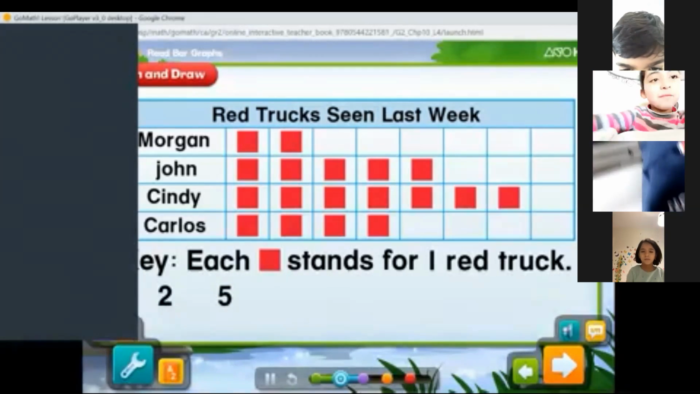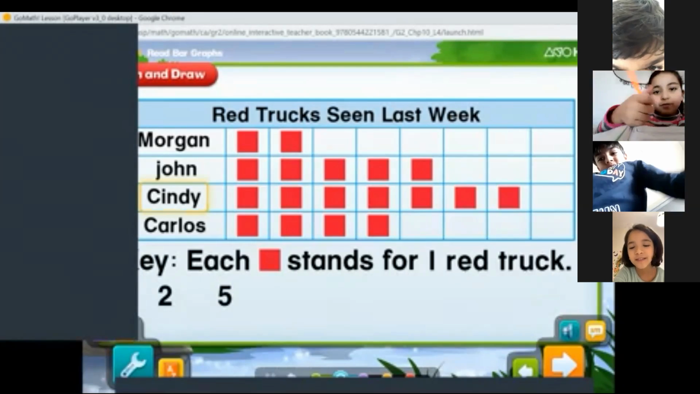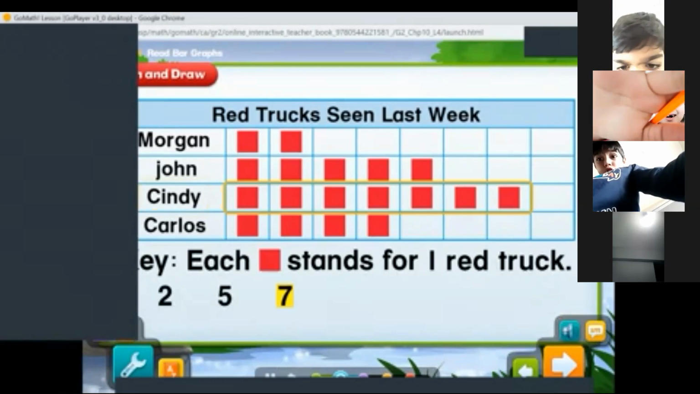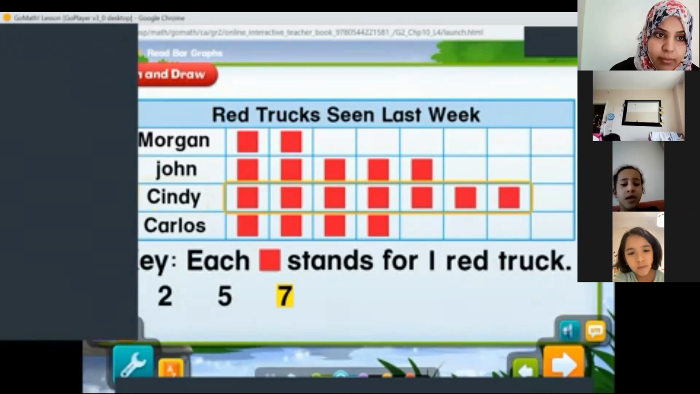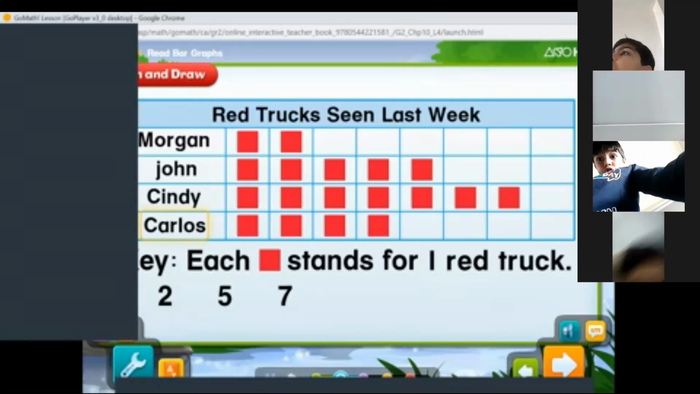How many red trucks did Cindy see? How many red trucks did Cindy see, Bara'a? 7. Okay, let's check. Cindy saw 7 red trucks. How many red trucks did Carlos see? Very good. Right answer. Carlos, who can tell us about Carlos? Awab? 4. 4. Let's see. 4 red trucks.